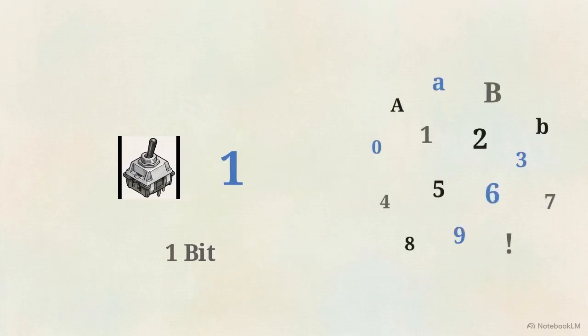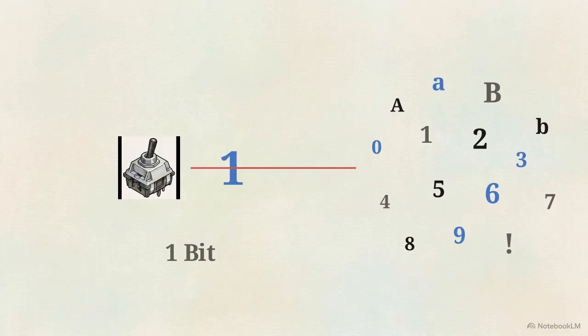Imagine a single light switch. We call this single switch 1 bit of data. It can only hold a value of 1, meaning on, or 0, meaning off. If you only have one switch, you only have two options. That is nowhere near enough combinations to spell out the entire alphabet, numbers, and punctuation marks.